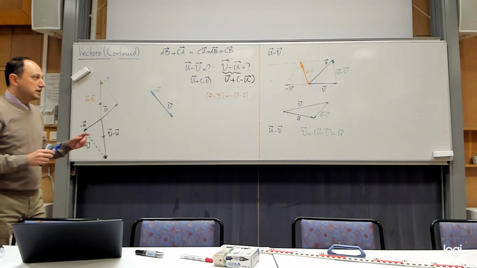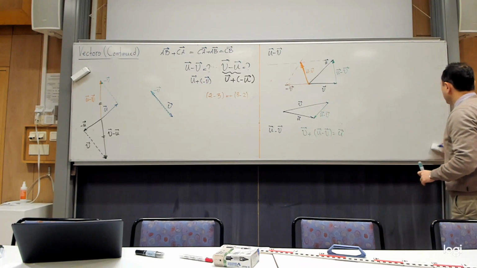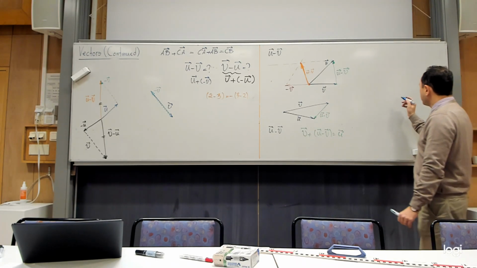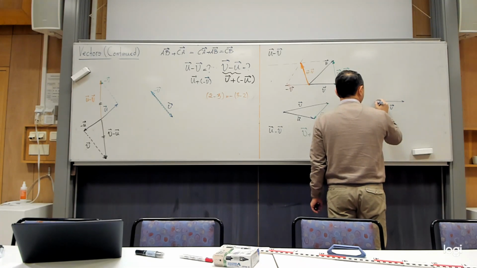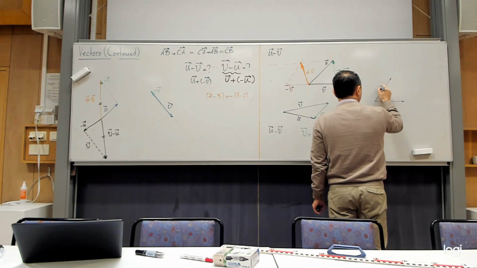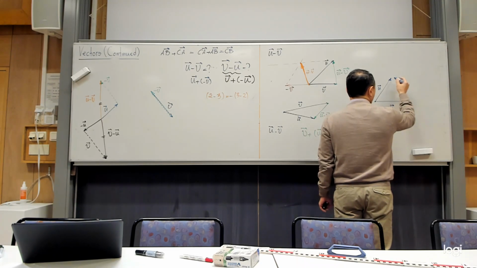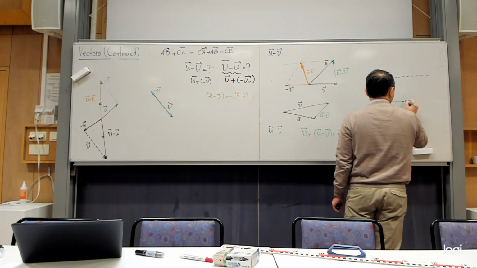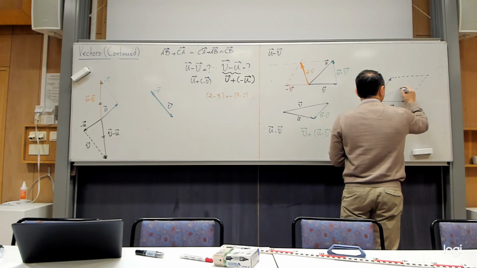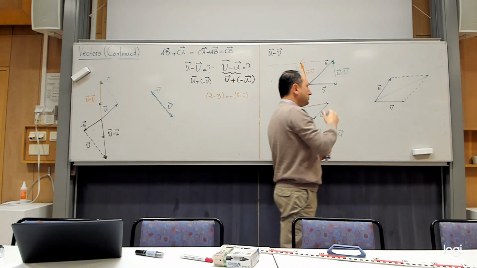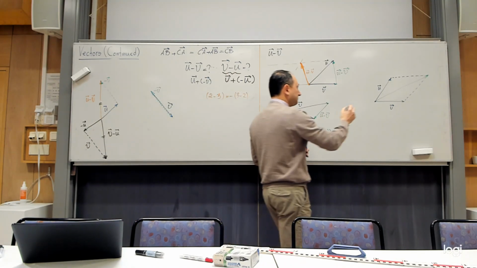Okay. But let me finalize this lesson with this picture, which is very useful to memorize. So if I have two vectors, u and v, drawn from the same point, if I complete the parallelogram, if I draw this diagonal, what is the name of this diagonal? Do you remember? What is that? U plus V.